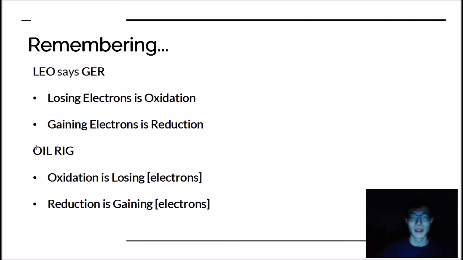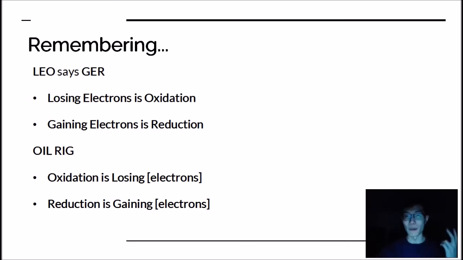Another way you can memorize it is with OIL RIG. It's not as good, perhaps, but you can think of it as OIL RIG. O is oxidation, I is, and L is losing, and it's implied that you're talking about electrons. And RIG, R-I-G, is reduction is gaining. So OIL RIG: oxidation is losing, reduction is gaining, or you can use LEO Ger, which is losing electrons is oxidation and gaining electrons is reduction. Those are just two ways you can help memorize oxidation versus reduction.